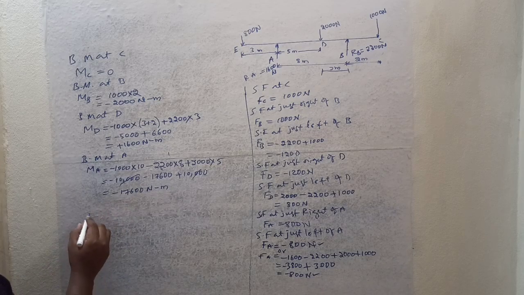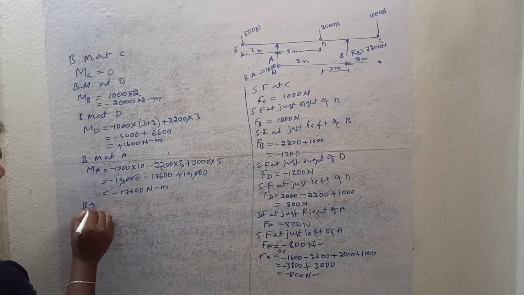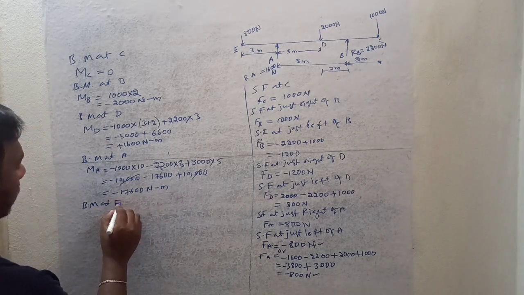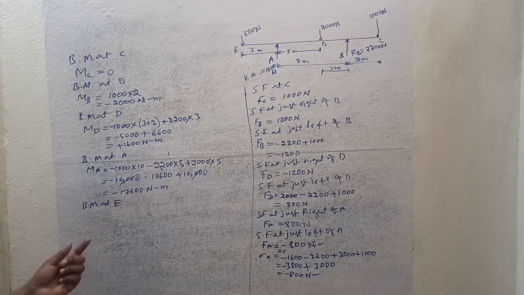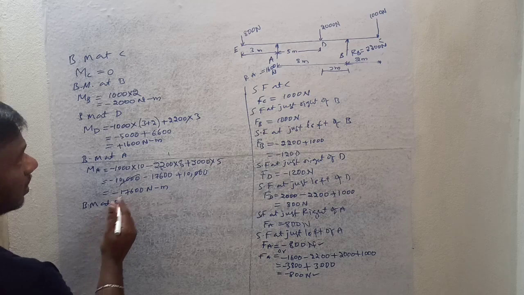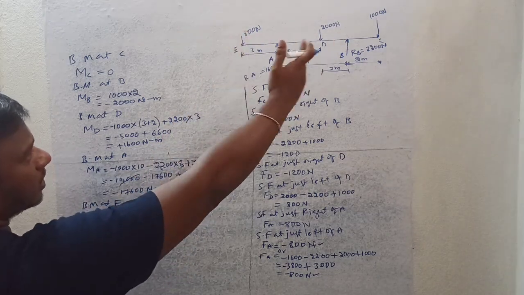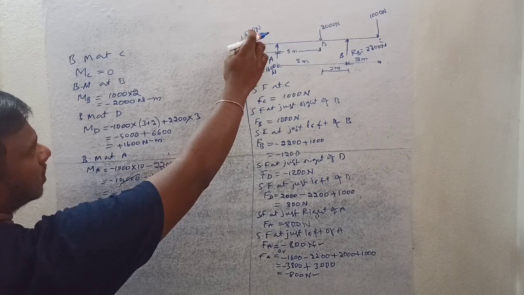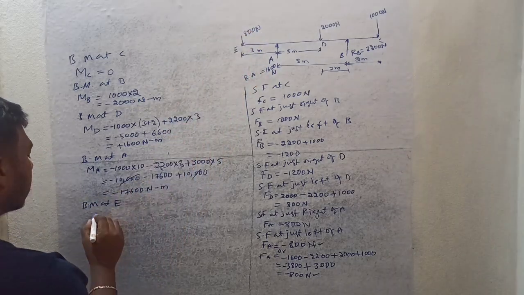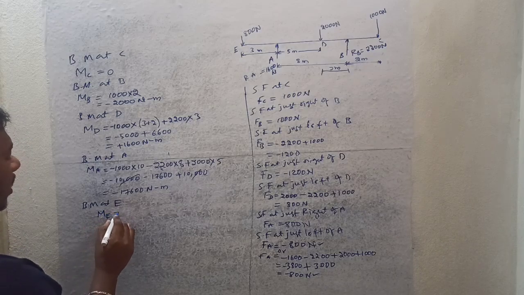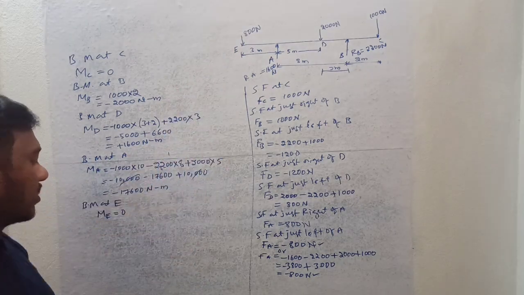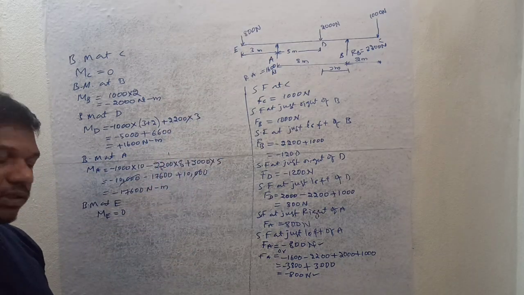And next, what is the bending moment at E? Bending moment at E will be equal to 0, because if we take the cross section at E, to the left of the section there is no load and there is no distance. That is the reason you will get a bending moment at E equal to 0. Or if you take the right of the cross section also and do all the calculations, you will get bending moment 0.